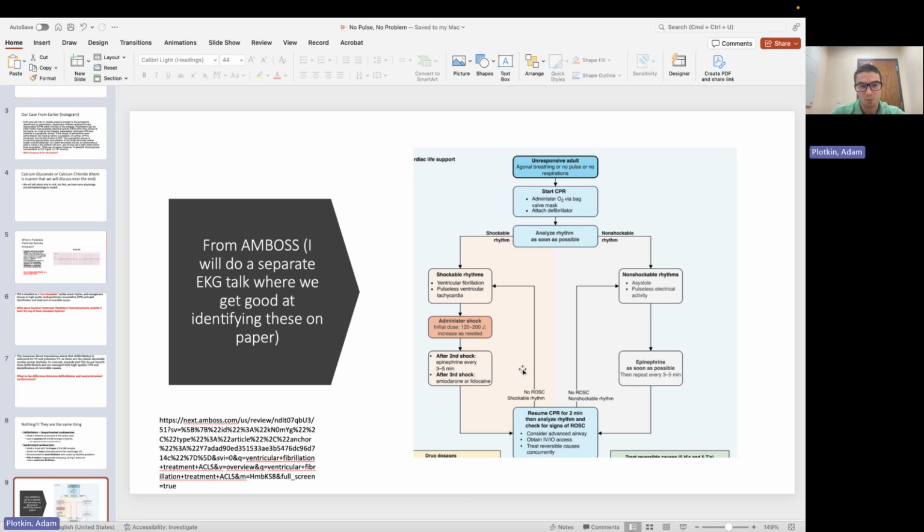So amiodarone is one of those unique antiarrhythmics. It's classically described as a class 3 antiarrhythmic, but it actually has properties of class 1, 2, and 4. Okay. If I give a patient amiodarone, let's say I want to put them on long-term amiodarone, what things should I check before and during treatment?